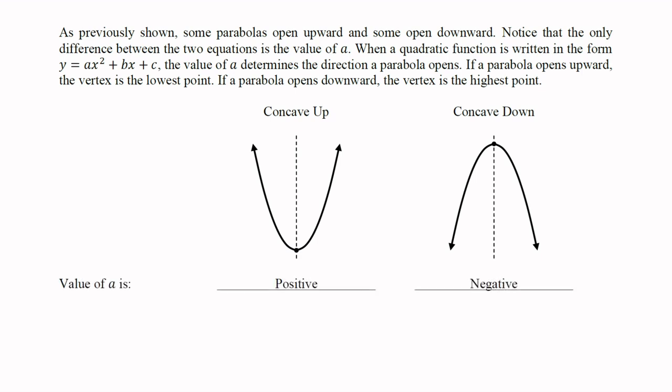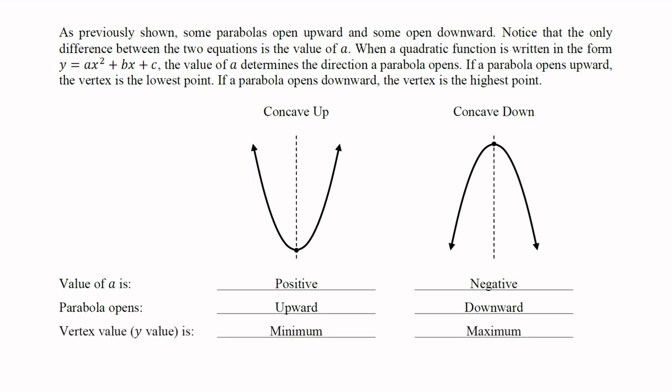The value of a is positive when you're concave up. So your leading coefficient should be positive in a concave up graph, and it should be negative in a concave down graph. The parabola opens upward when it's concave up and downward when it's concave down. I think that's fairly self-explanatory. The vertex value, or y value, is a minimum when you're concave up because we have a bottom of the graph, and a maximum when it's concave down because we have the top of the graph.